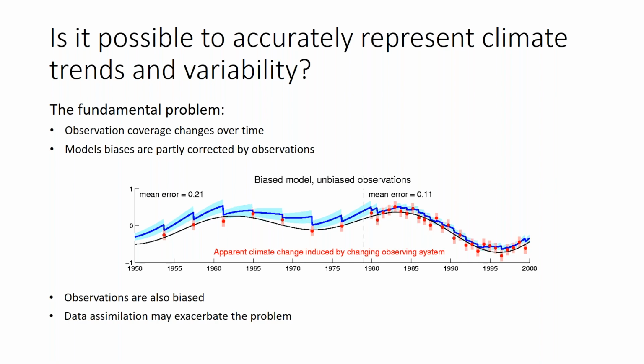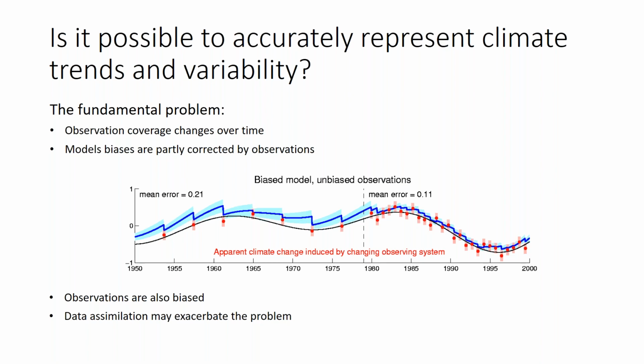Next, please. The problem is that it's not only the model biases, but the observations themselves are also biased in many cases, in most cases, I would say. And even the data assimilation methods that we have today may exacerbate the problem in many ways. So there are lots of examples. So I want to talk a little bit about this problem and some of the issues and pieces of evidence, but also mainly about progress.